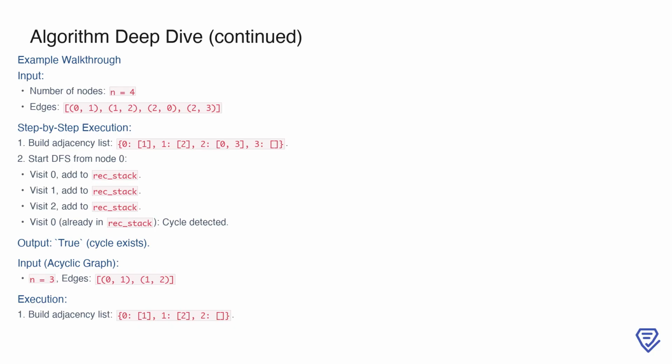Starting the DFS from node 0, we visit node 0 and add it to rec_stack. Next, we visit node 1, adding it to rec_stack as well. From node 1, we move to node 2 and add it to rec_stack.